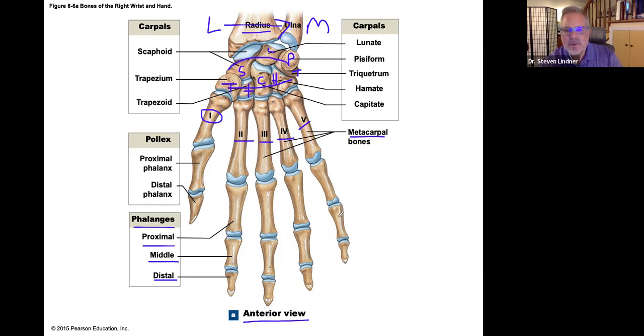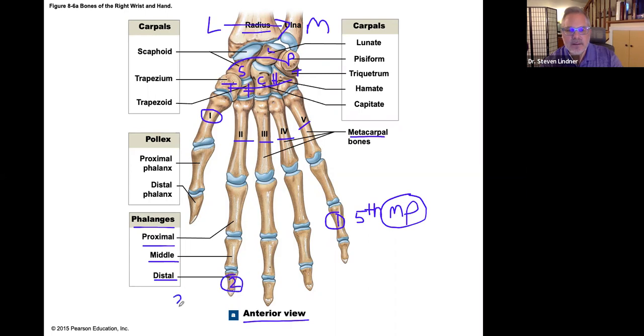If I asked you what is number 1 right here, and you wanted full credit, you would say 5th middle phalange, or middle phalange 5, as long as it's there. You just don't want to say middle phalange. You want to indicate which one it is. It's the 5th.